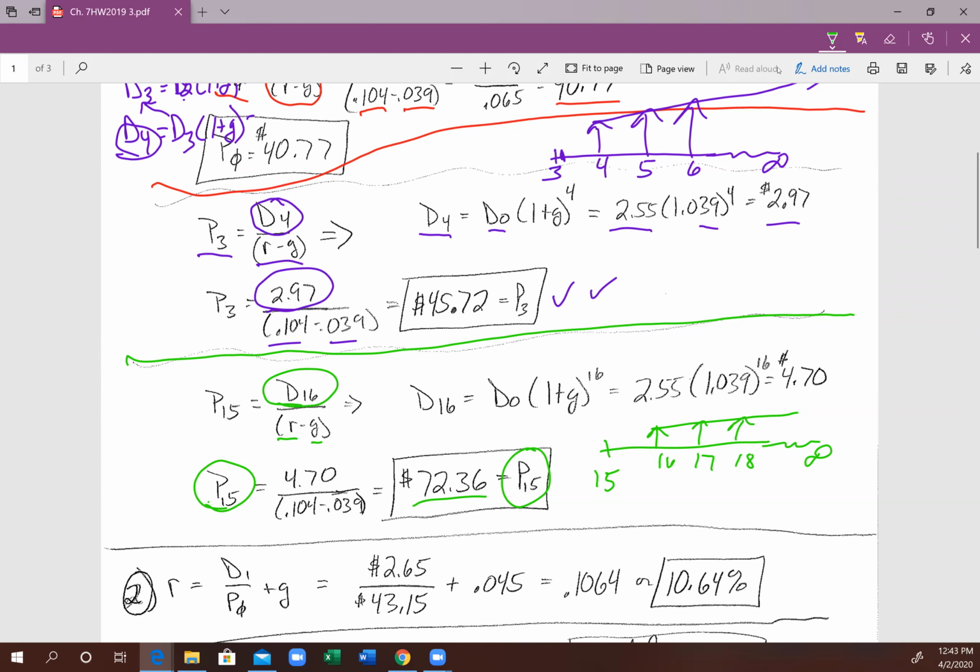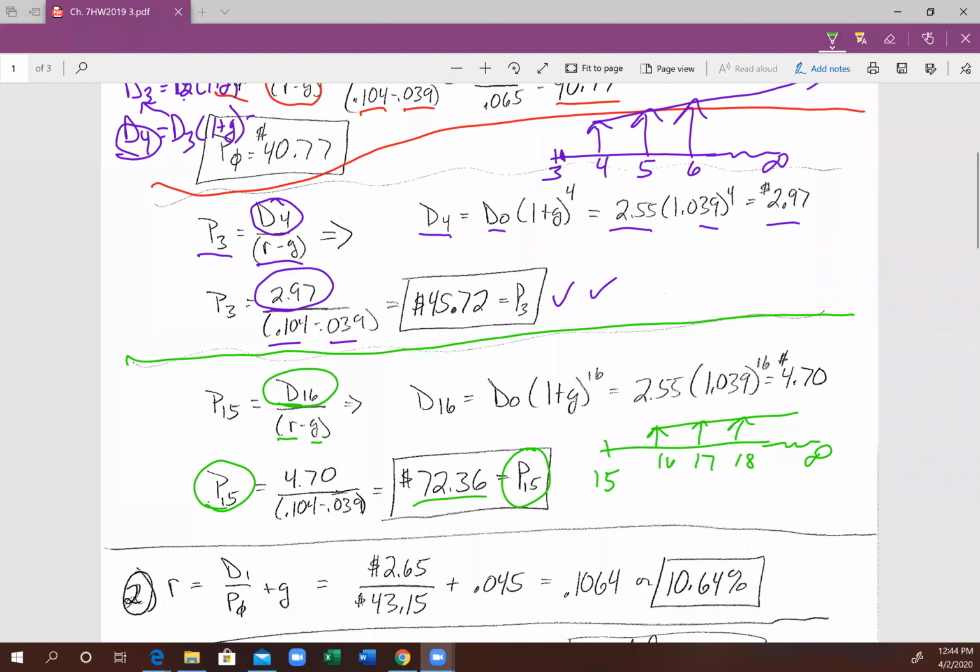All right, let's stop here for a second. Any questions about the first problem? Scrolling through, I don't really see any. All right, let's go back to the next problem.